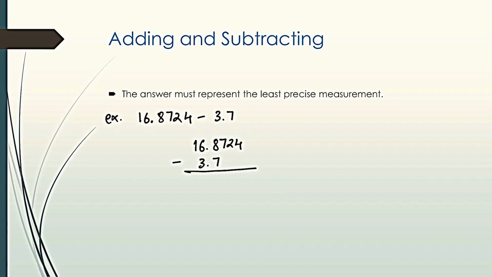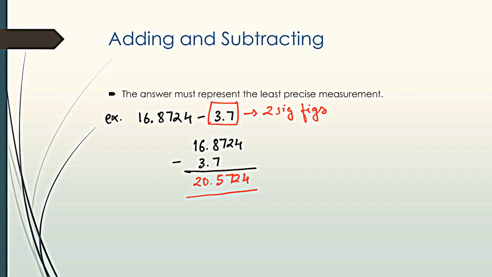Let's take another example, and this time we're trying to figure out how to solve a subtraction problem. And so in this case, I've got two numbers, 16.8724 minus 3.7. As you must have noticed by now, my least precise measurement is 3.7, which has two significant figures. Therefore, the answer that I get here should also have only two significant figures. So what I did was I laid this out just like in the previous problem, and let's see what we get.